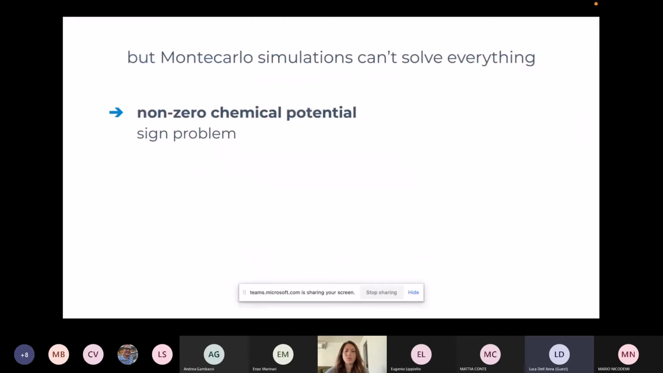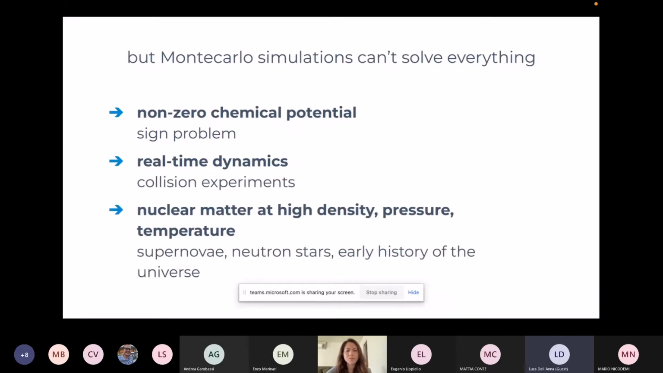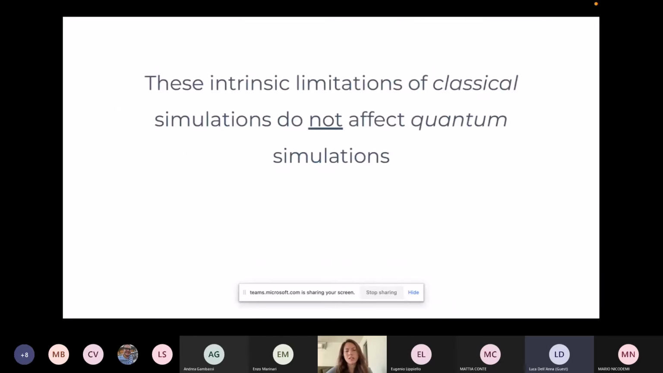And so, yeah, these methods have been very successful in the last 50 years, but there are some cases where you cannot use Monte Carlo simulations. One case is when you have a non-zero chemical potential, because you have a sign problem. Another very important issue is real-time dynamics, because with Monte Carlo simulation you can study equilibrium properties, but you cannot study real-time dynamics. And if you think of, for example, collision experiments, this is a very important aspect. And then also in other cases like nuclear matter at high density, pressure, or temperature, there are many cases where you cannot rely on Monte Carlo simulations.